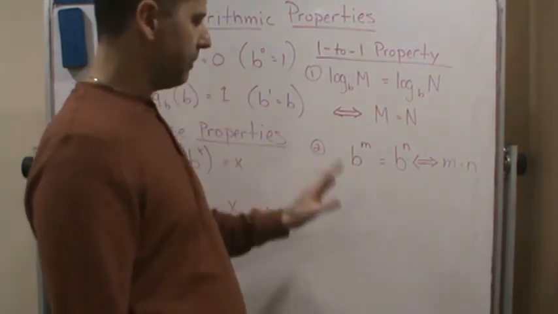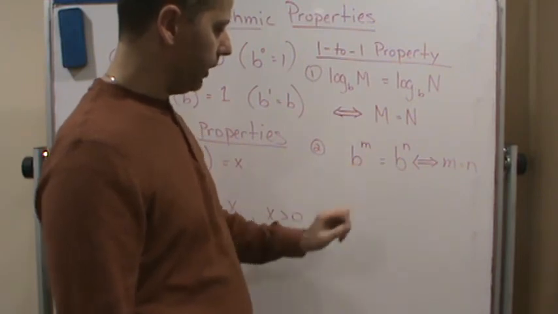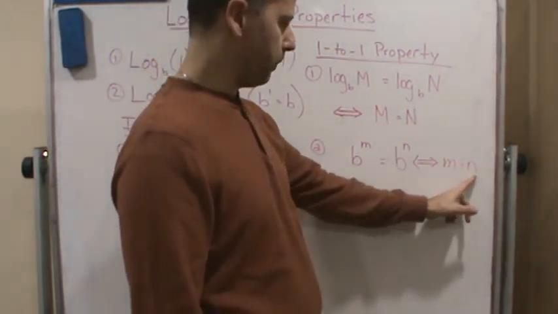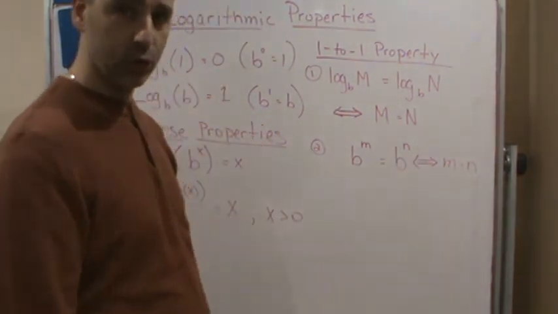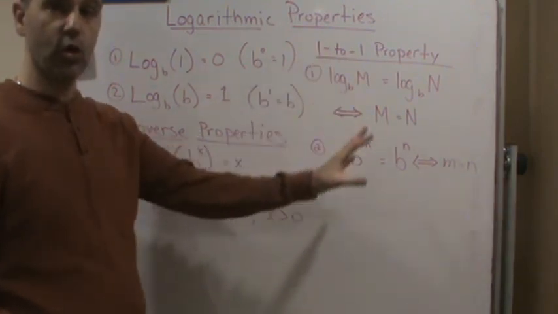Okay, and the same thing here with these exponentials. b to the m power is equal to b to the n power if and only if the exponents are the same. That goes without saying. That's easy to prove, right? That's it. So these are the properties that we're going to be using. So you should know these properties.